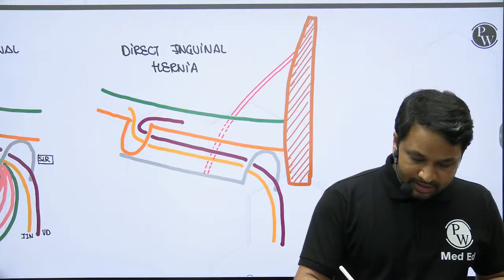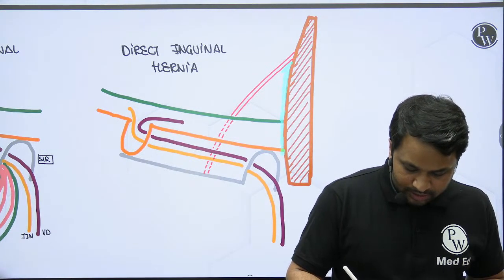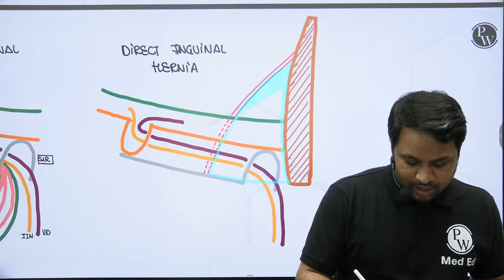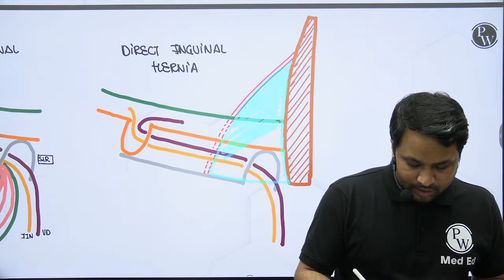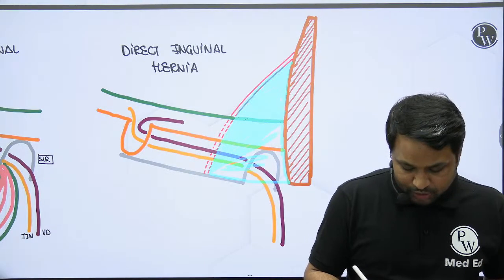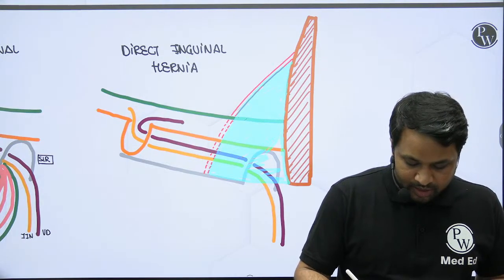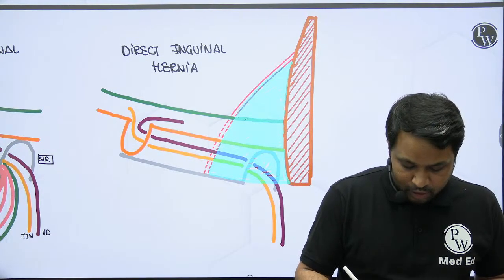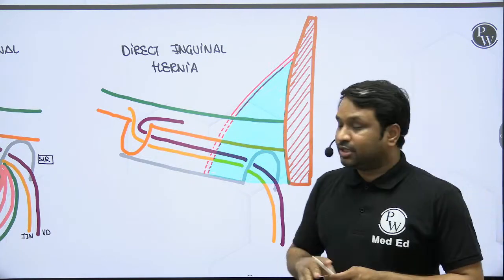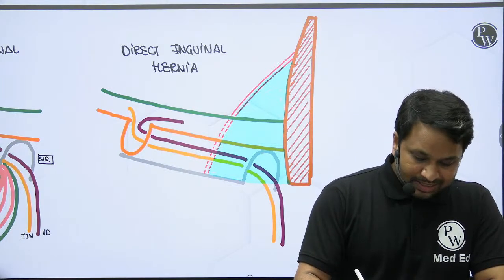Now, you see there is this area between the inferior epigastric artery, the rectus abdominis muscle, and the inguinal canal. You see this area? This area is not guarded by any muscle, and this is an anatomical weakness. This anatomical weakness is what we call Hesselbach's triangle. The boundaries of Hesselbach's triangle are also very important. When you describe a direct inguinal hernia, you cannot describe it without describing Hesselbach's triangle. So, this shaded part is your Hesselbach's triangle. The anatomical weakness lies in it.